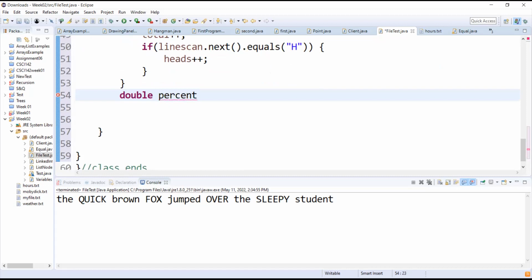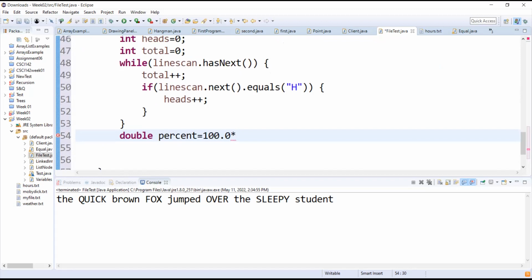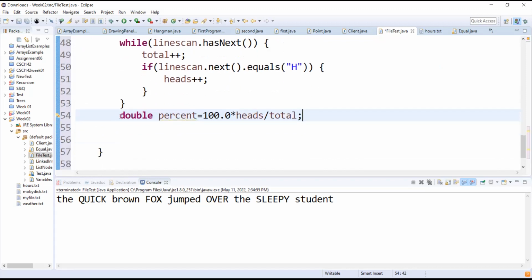Double percent, that's how you calculate the percent. You do 100.0 times heads, since the percentage will be a double, times what is our heads, small letter heads, divided by total, and semicolon.